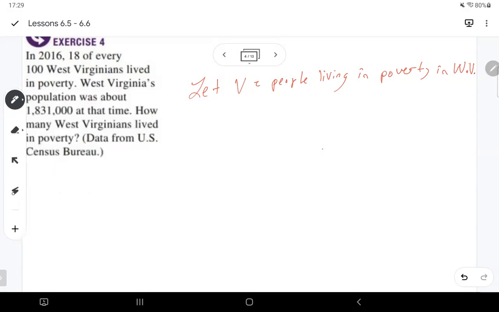So for 2016, we know for every 100 people, 18 are living in poverty. So then we don't know how many of the total that is. Now here you could either use an LCD, but I think that's super big, so I would just cross multiply.